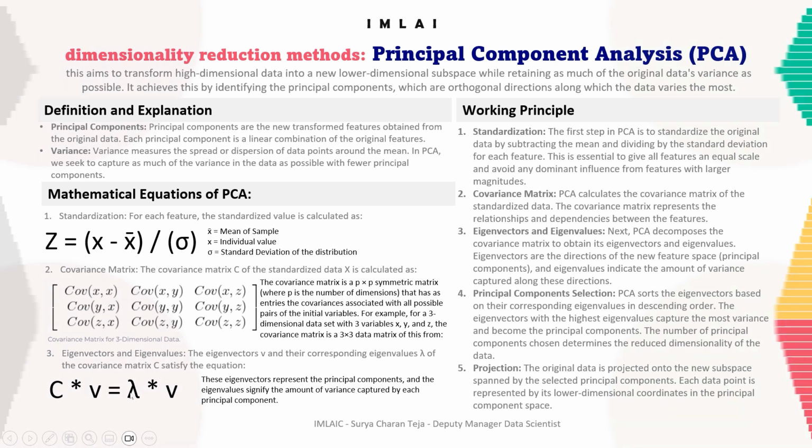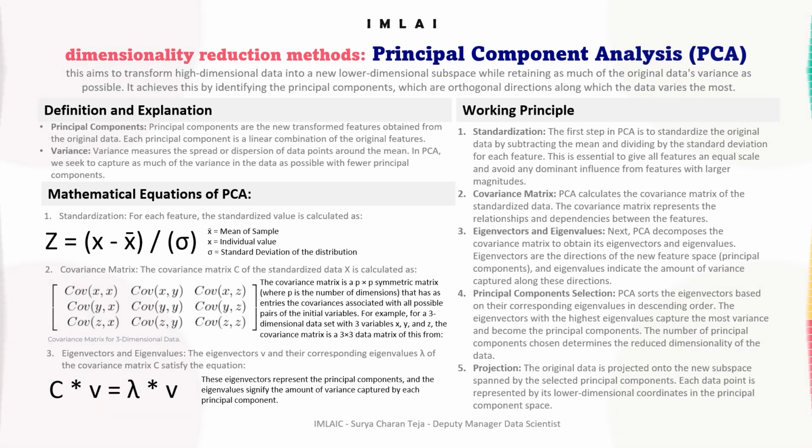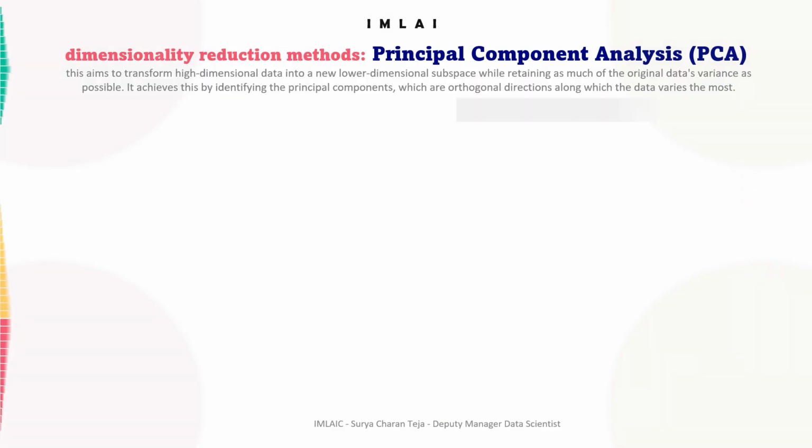Okay, this is pure mathematics. You would have done it in engineering. Still, here we can use software to just get these values. Now these eigenvectors represent the principal components, and the eigenvalue signifies the amount of variance captured by each principal component. So next, let's move on to the algorithm working process.